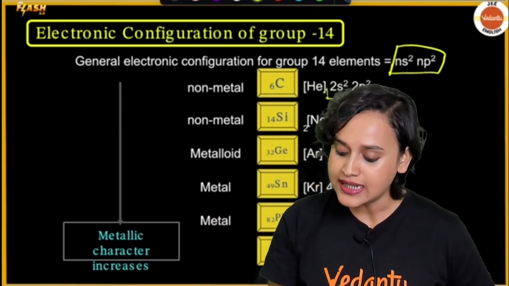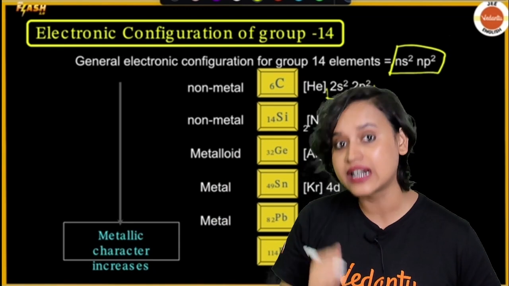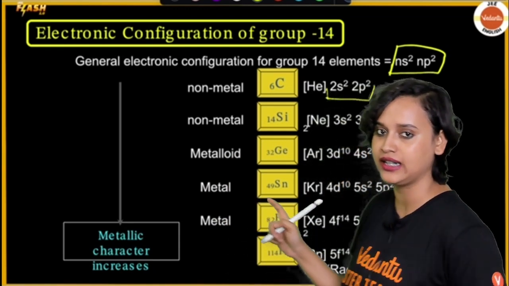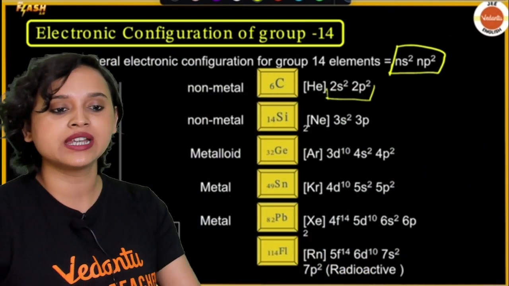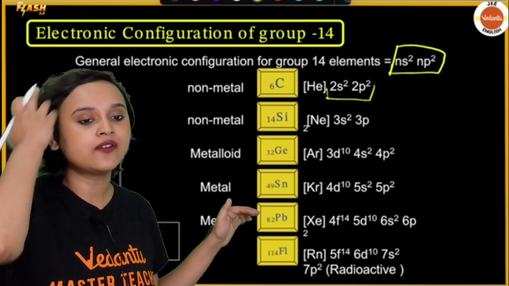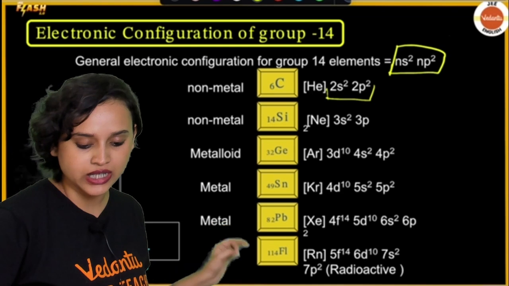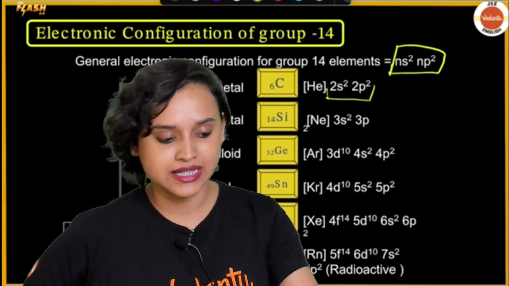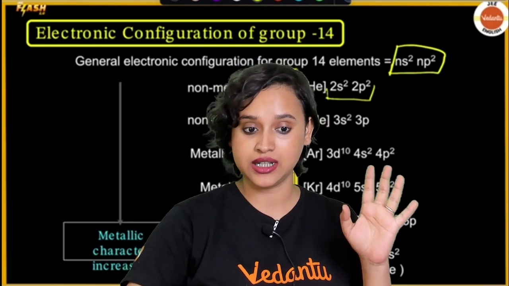Okay. We see that as you move down the group, the metallic character increases in this group, as you all can notice, everybody. Carbon is a non-metal, silicon is a non-metal, then you have germanium, which is a metalloid. And after that, you have tin and lead, which are both metals. All right, guys. Making sense? I hope that you all are getting it.